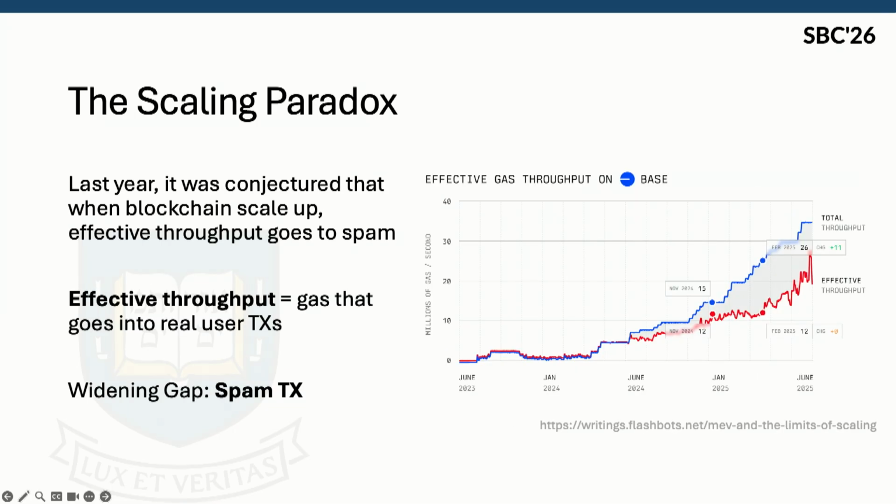So finally, we asked about the scaling paradox. Last year, researchers from Flashbots conjectured that when blockchains scale up, effective throughput will essentially go to spam. The effective throughput here is the gas that goes into real, authentic user transactions. And this is the figure in their report, where the widening gap is essentially the spam transactions. So we want to see if this is true with our model analysis.